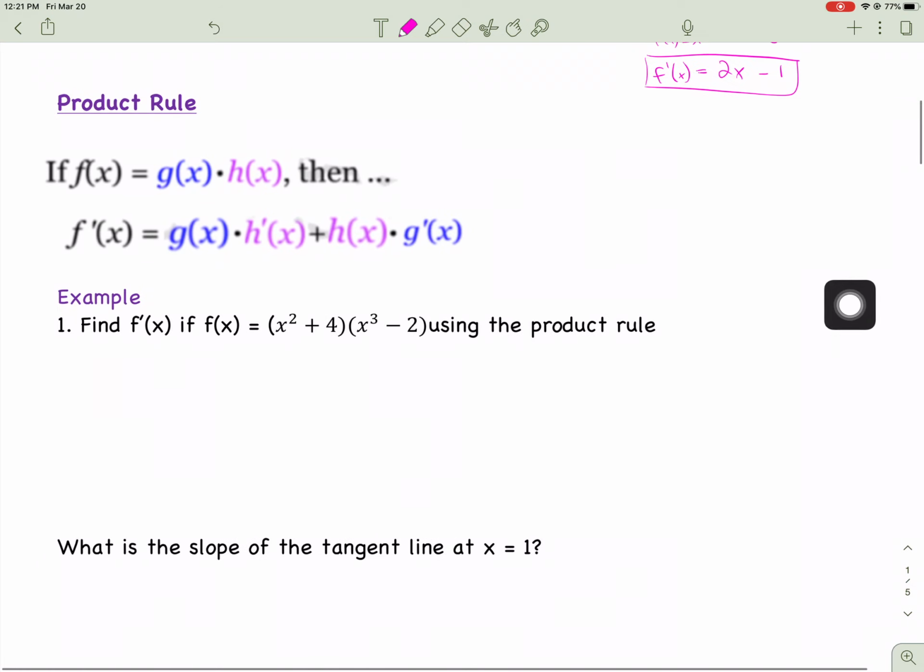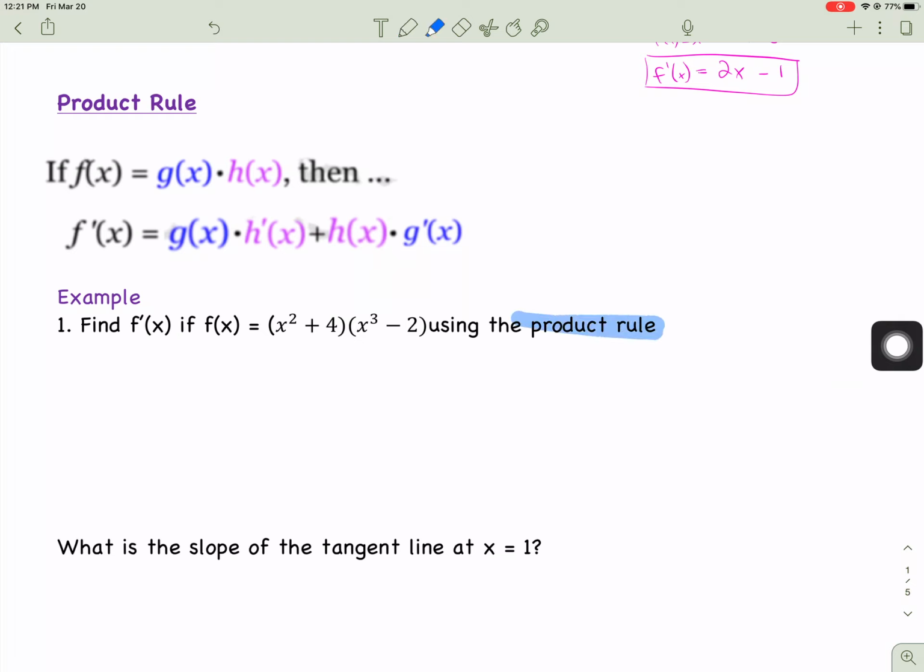So, example 1, find the derivative f prime of x if f of x equals x squared plus 4 times x cubed minus 2 using the product rule, so using our new method. Now, if you are completely stuck and you don't know this new method, which you won't be, but if you are, you could multiply this out, get x to the 5th minus 2x squared plus 4, and do the whole thing and then use the power rule. But instead, let's use the product rule.